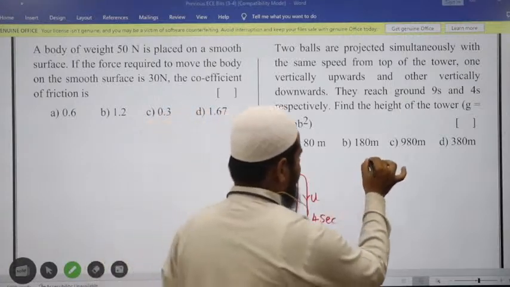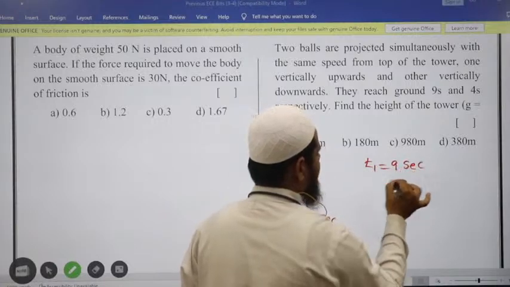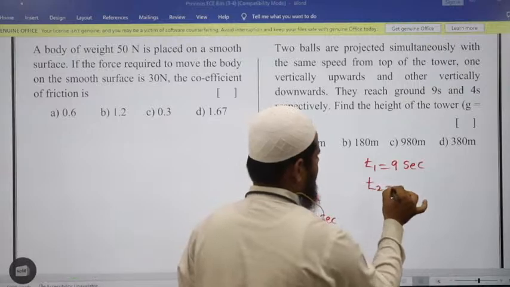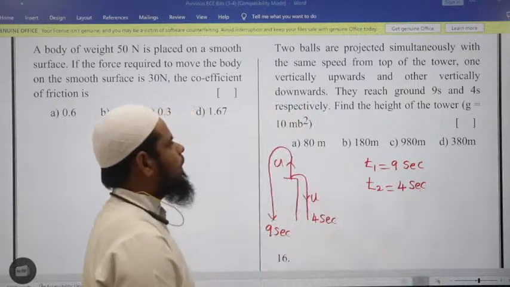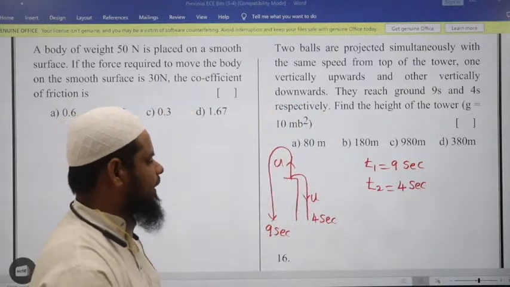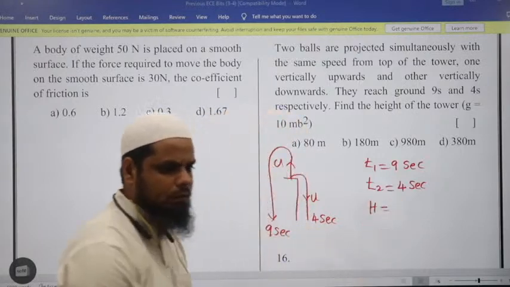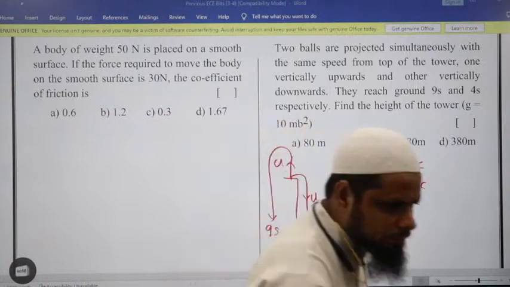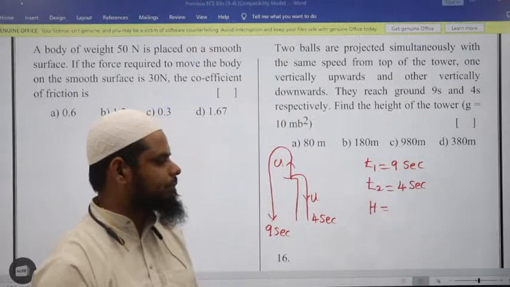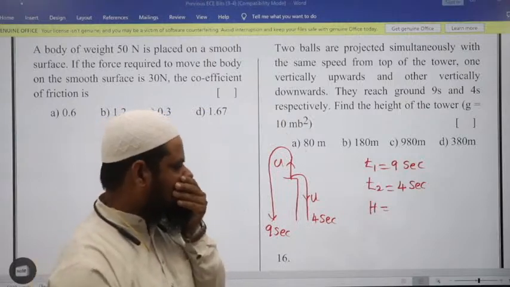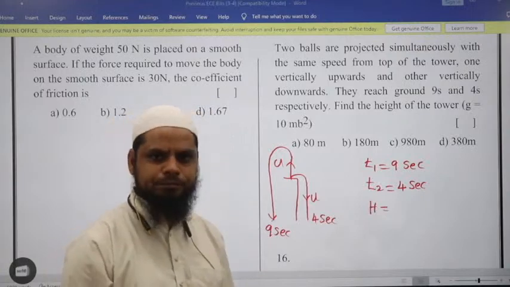So what is T1 here? 9 seconds. And T2 here, 4 seconds, respectively. Find the height of the tower. In that case, what is the height of the tower? Can anyone, any guesses? Which formula can I use here?